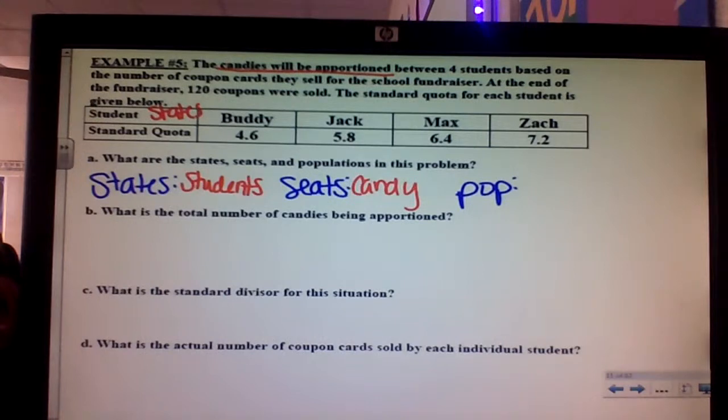Based on what? Coupons sold. We're trying to sell the coupon. Okay. If you look though, in your chart this time, they didn't give you populations. They don't tell you this person sold this many coupons. They give you standard quotas. What do these numbers represent? What does 4.6 mean? 5.8. Number of candies they got.